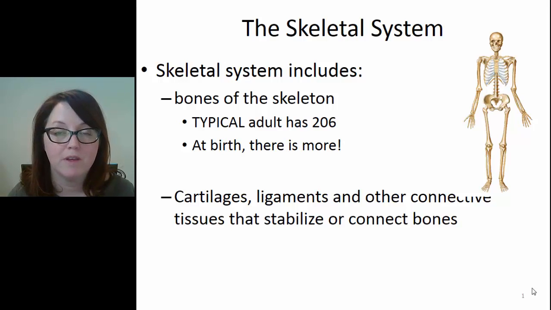Hello, in this video I'm going to give an introduction to the skeletal system and talk about bone tissue, including bone cells and bone matrix. So the skeletal system includes all the bones of the skeleton, which in a typical adult will be 206 bones.